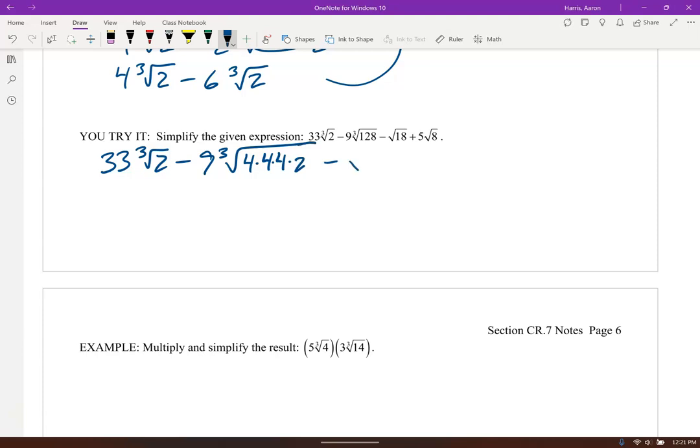Minus the square root of 18. 18 is 9 and 2, so the square root of 9 is 3. And then the square root of 8, that's 4 and 2.